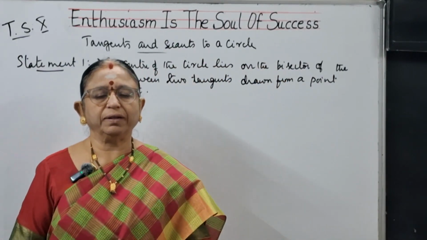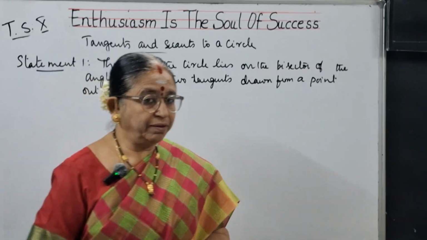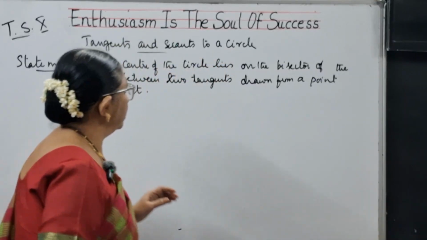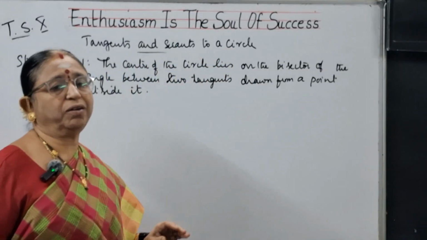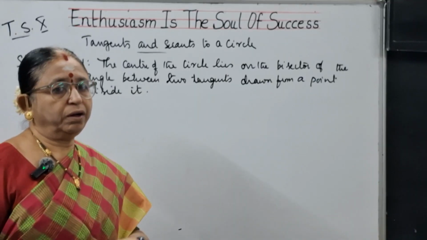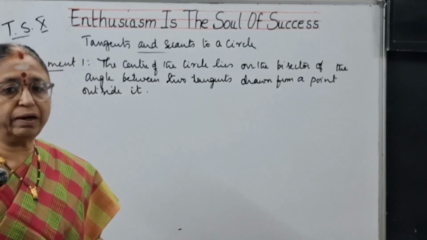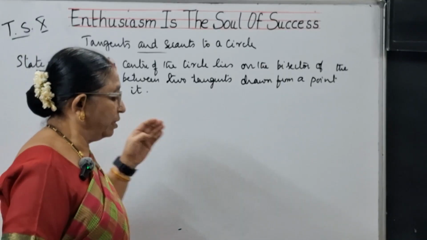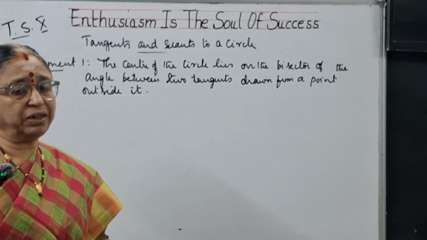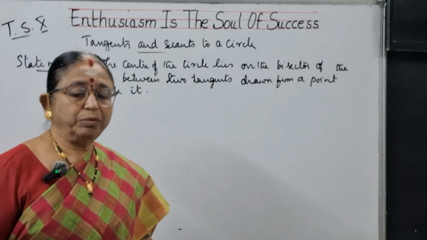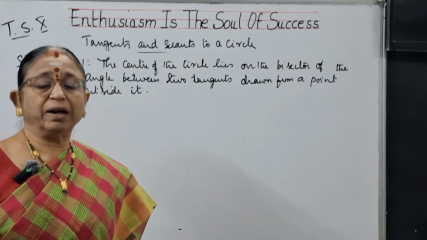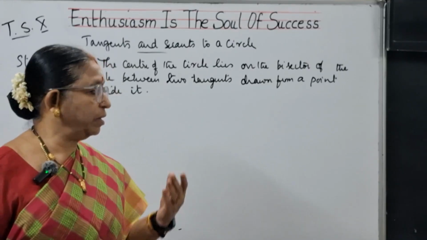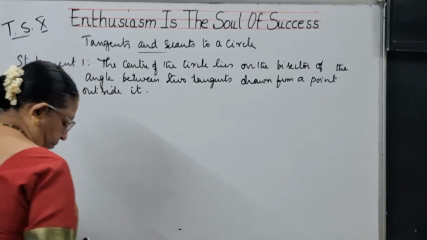I'm now dealing with 10th class maths, that is tangents and secants. In the previous class, I have done the construction of tangents, how to draw a tangent from a point outside the circle. Now, there are certain statements which are given there in your textbook, but sometimes you are getting that as the questions. You need to prove it. So let us see this first one.